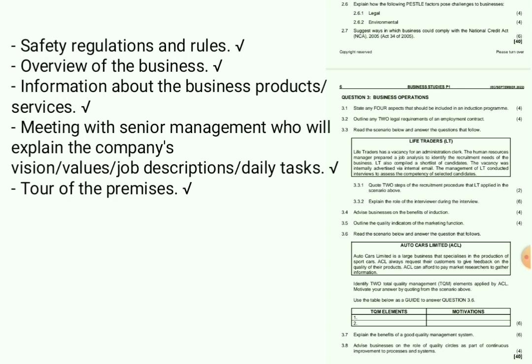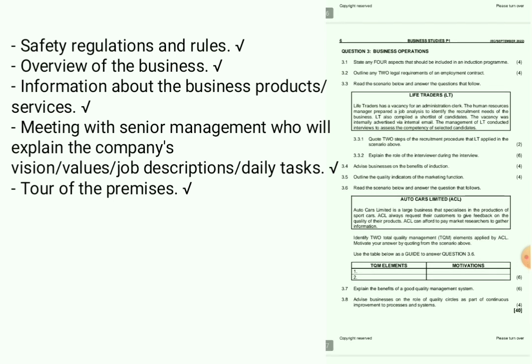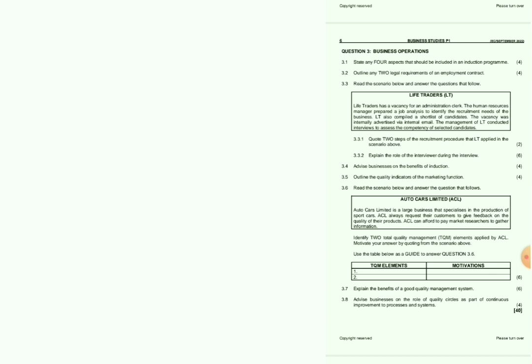State any 4 aspects that should be included in the induction program. This one is very easy, guys. Let's begin. Safety regulations and rules, overview of the business, information about the business products and services, and the last one, it's tour of the premises. In fact, we should start with that one.